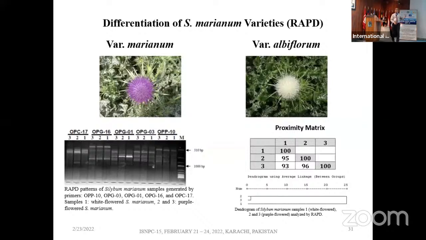We try to make authentication by a rapid analysis to make genetic authentication. We found a little bit of difference in the proximity matrix here in lane 1 by using different short primers. We found the white flowered variety is clustered a little bit away from 2 and 3, which are the purple flowered variety.